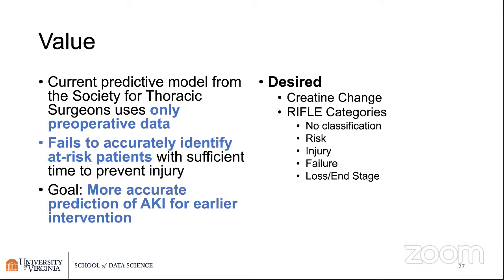So what you want is you really want to do a number of things. You want to say something about creatinine change. You want to say something about RIFLE categories, which is no classification, risk, injury, failure, or loss. These are the ways that it's currently thought about in that current model.